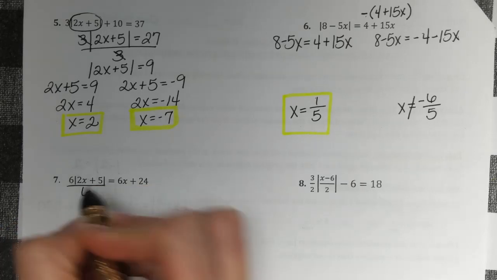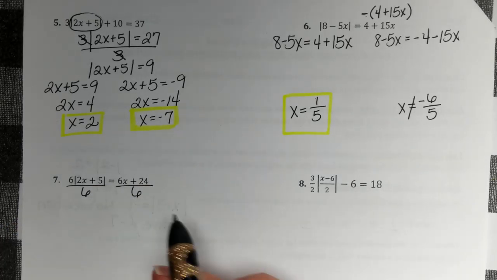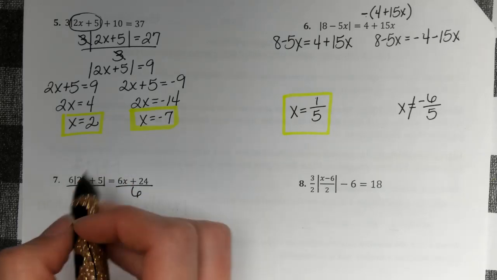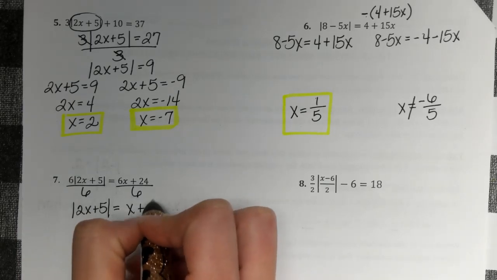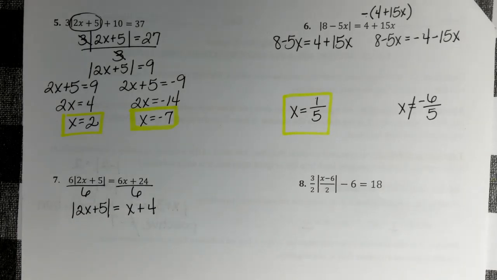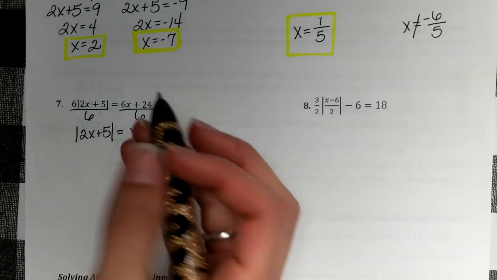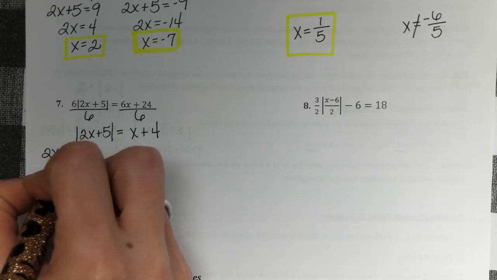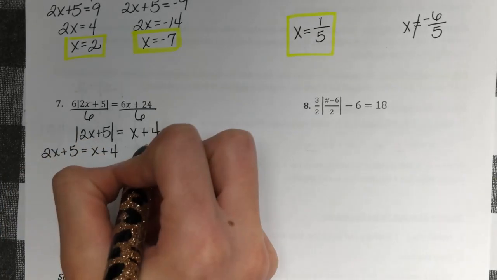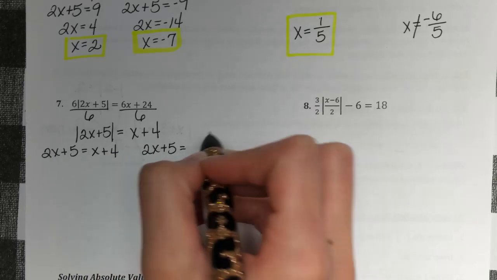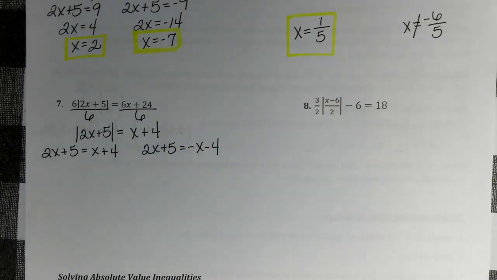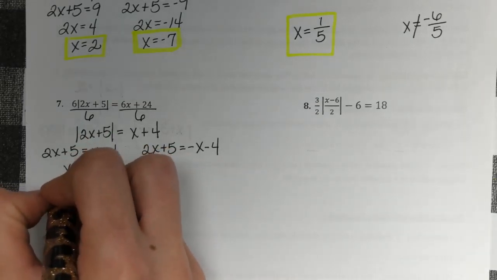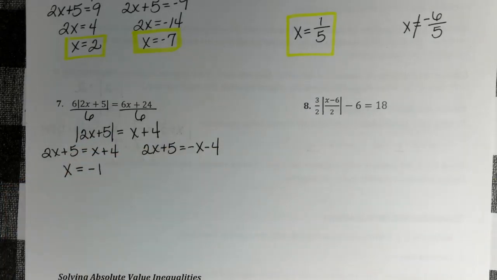I'm going to divide the left side and the right side by 6. So I'm dividing the 6x and the 24 by 6. So I have the absolute value of 2x plus 5 equals x plus 4. And then I'm going to do the same, set up my 2x plus 5 equals x plus 4. And 2x plus 5 equals, what am I going to have on that? Negative x minus 4. Very good. So then I would move my x over. I get x equals, move your 5 over, negative 1.